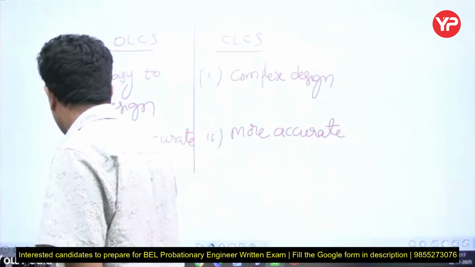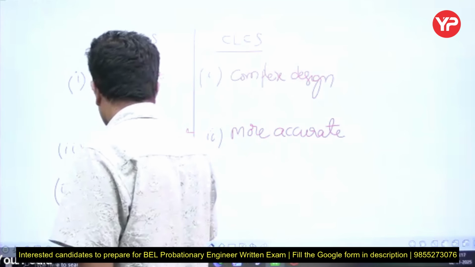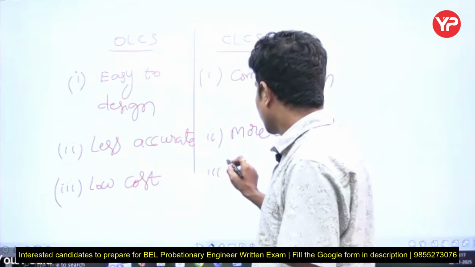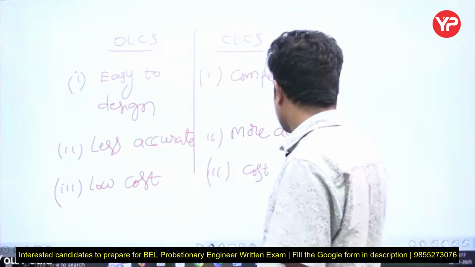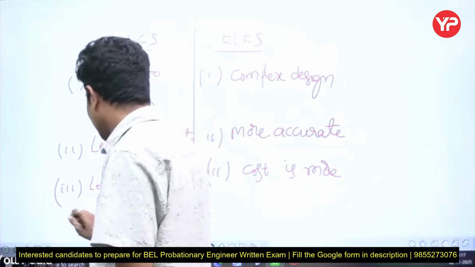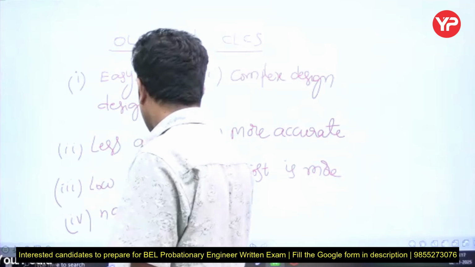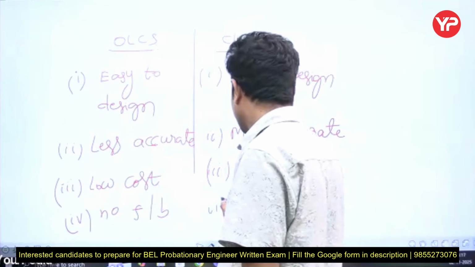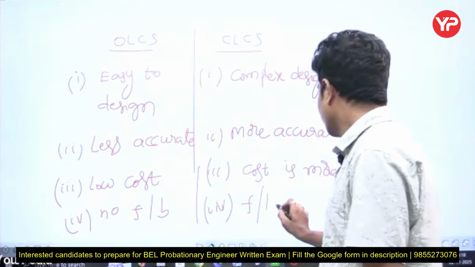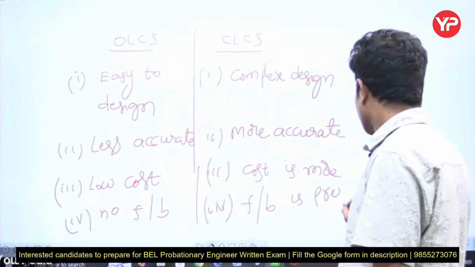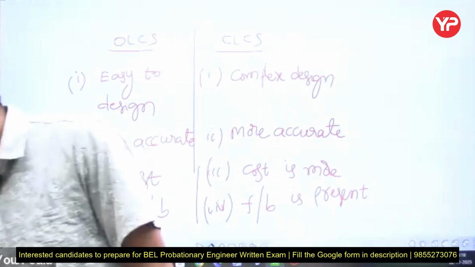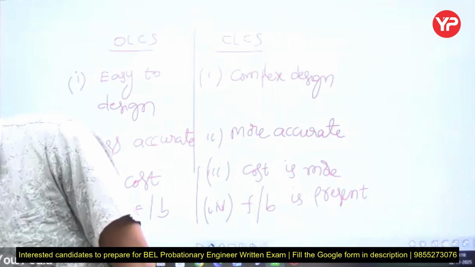Now, if you come here, low cost, yeah, its cost is less as the difficulty is less. Therefore, cost is automatically less. Now, here cost is high. Cost is more, right? So here, no feedback, and here there will be a feedback. Feedback is present, okay? These are the core differences between open loop and closed loop control systems, right?